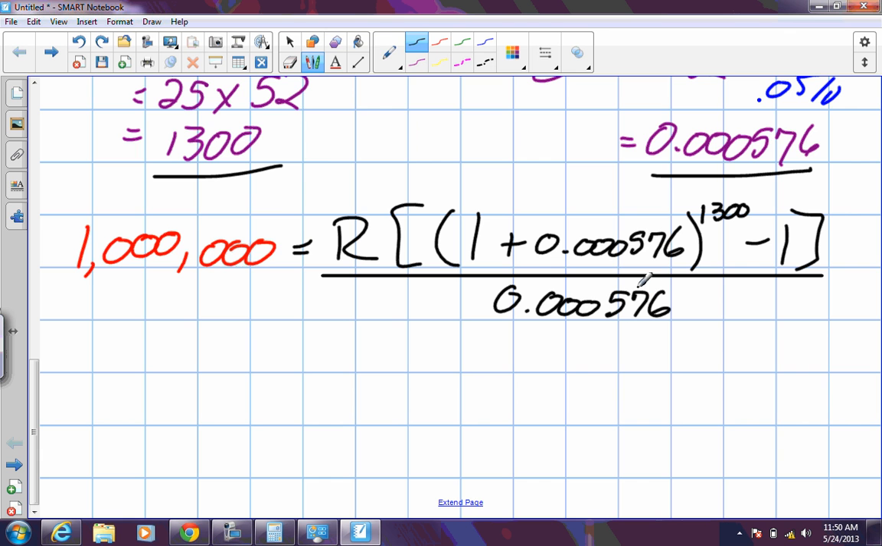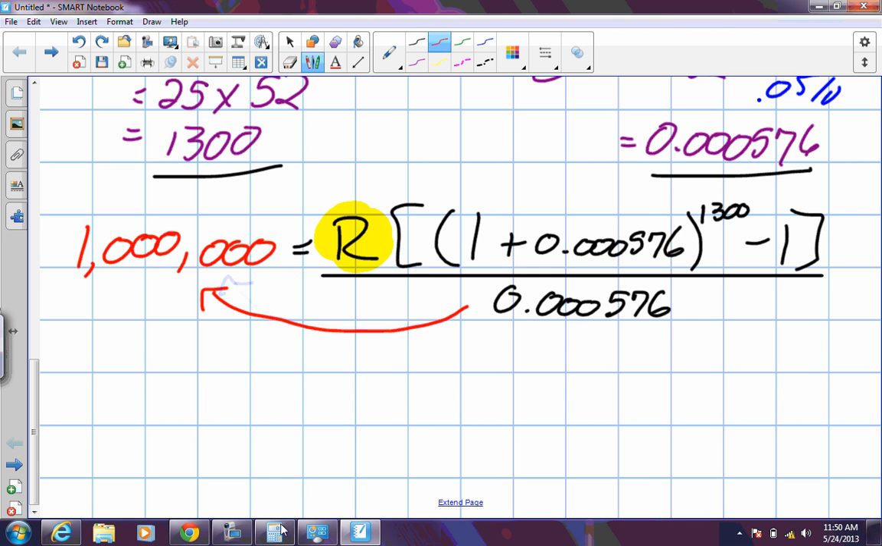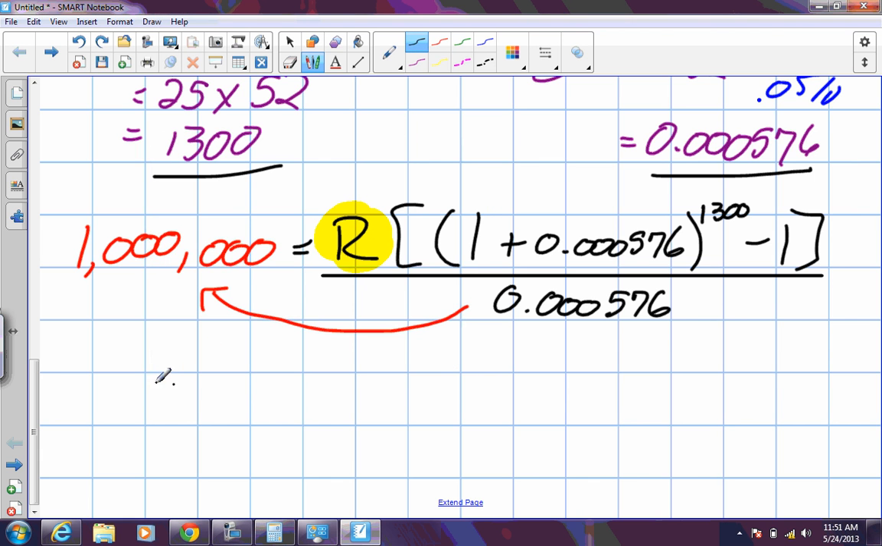So the goal is to isolate R. We need to figure out what R is by itself. The very first step is we're going to be moving things to the other side of the equation. We want to move this value to the other side. And when we do that, we're going to have to multiply due to division. So we're going to take 1 million and multiply that number by 1 million. So we still have it in the calculator. Times 1 million. So that's 1 followed by 6 zeros. 576.92 is equal to R.